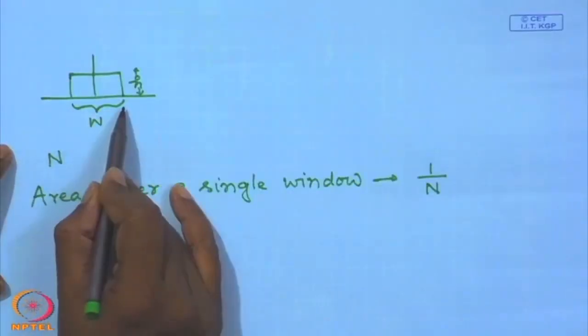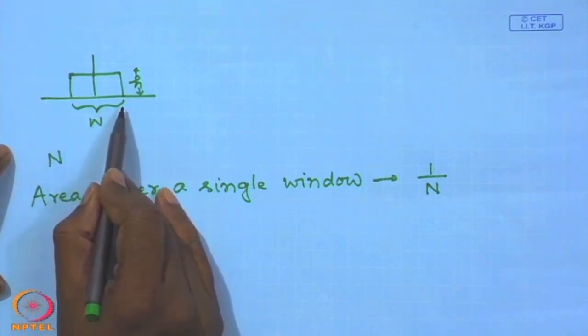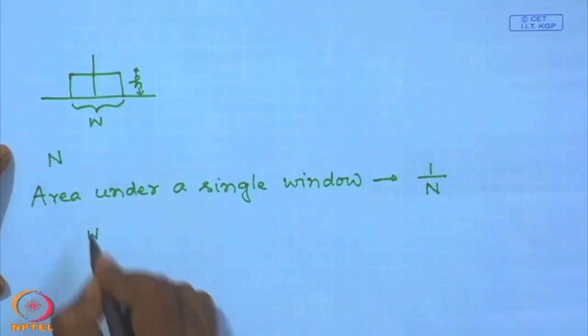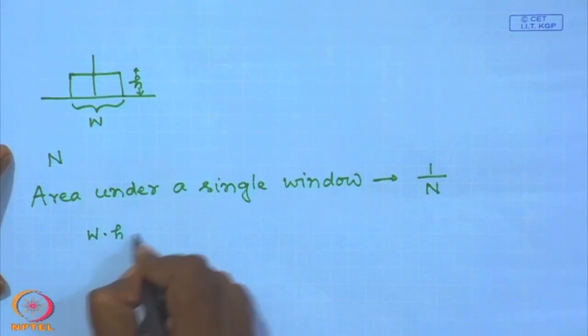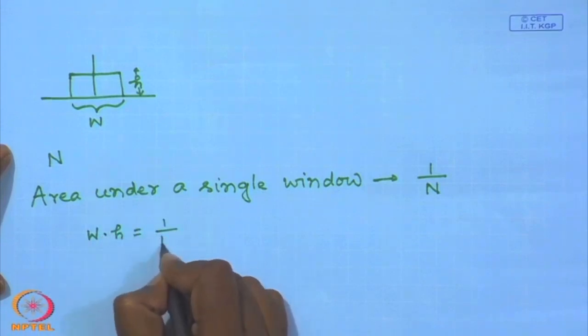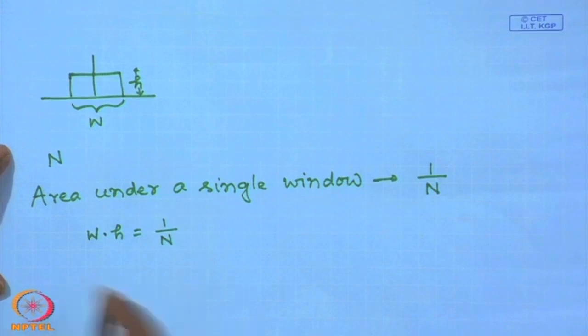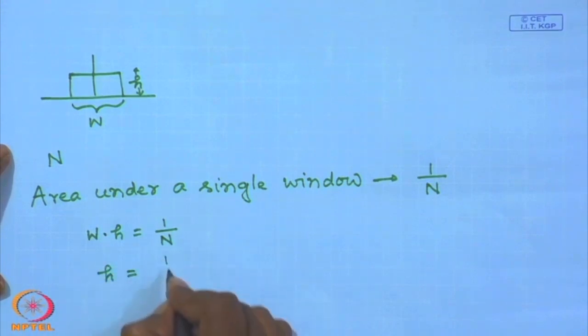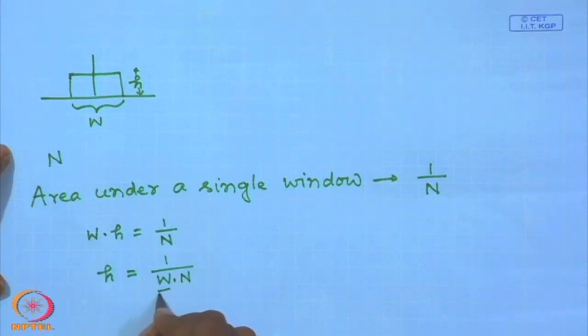And from here you find that I have fixed the width of the window function, which is w. So, the area under this window is w times h, which will be equal to 1 upon capital N. So, naturally the height of the window function h will be equal to 1 upon w times N, where w is the width of the window and N is the number of samples which are given for probability density estimation.